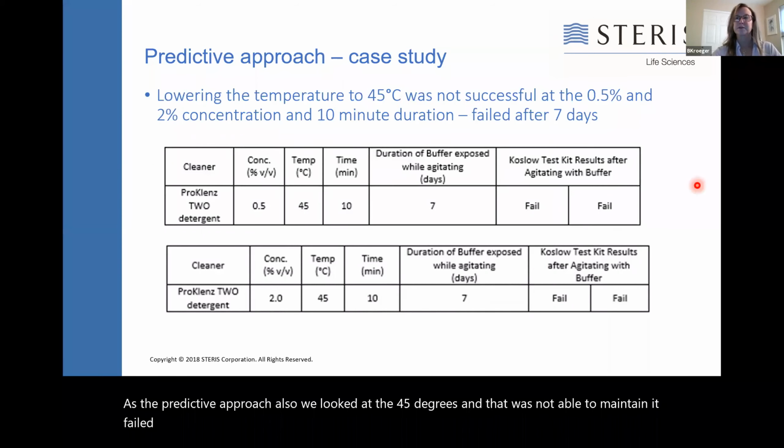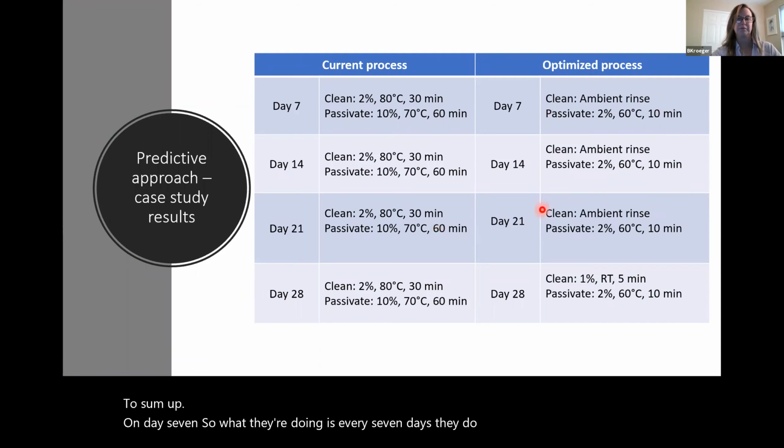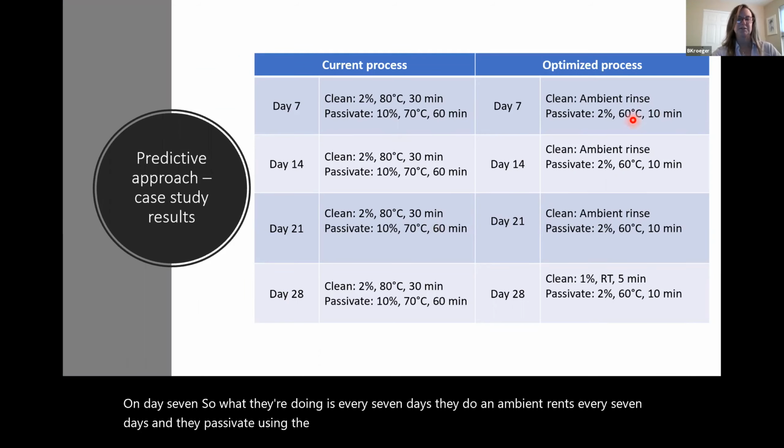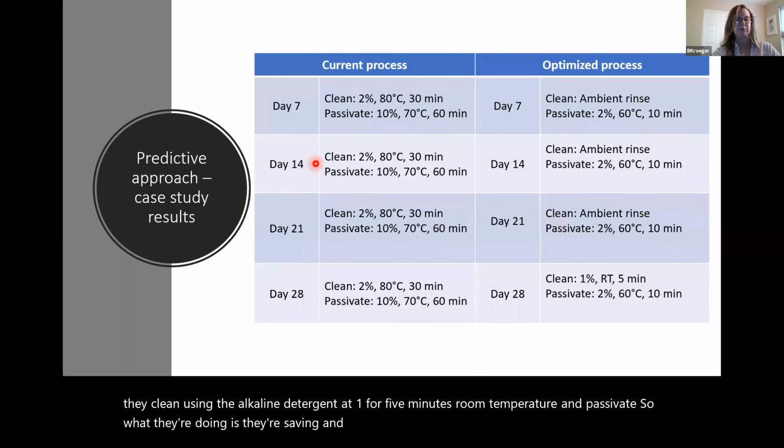So what their new process looks like, to sum up: every 7 days they do an ambient rinse, and they passivate using the 2%, 60 degrees C for 10 minutes, and then on day 28 they clean using the alkaline detergent at 1% for 5 minutes at room temperature and passivate. So they're saving an overall amount of time for the cleaning of this one tank. Just one tank is huge.